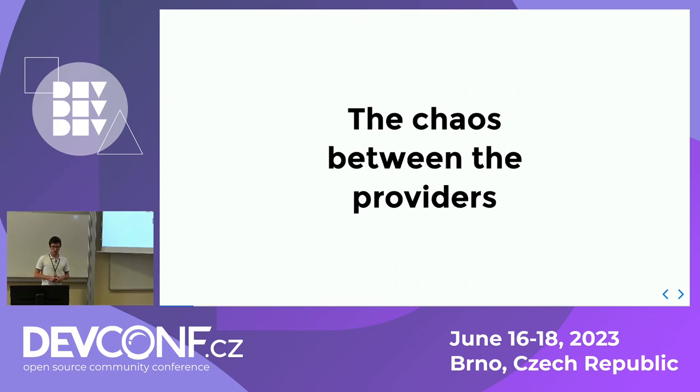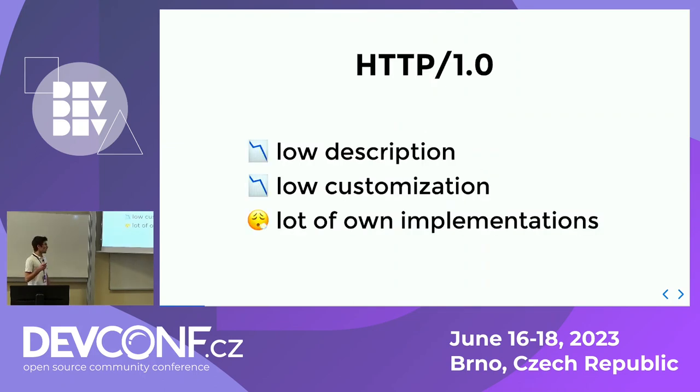So go back in the past. There were too many providers that brought us some internet features. And we had HTTP 1.0, the first stable version of the HTTP protocol, but there was a lack of description and a lack of customization. Some providers like Google or Akamai tried to implement new features in their own ways, but each provider implemented it on their own. So the behavior could be different from Google to Akamai. And supporting all providers was impossible.